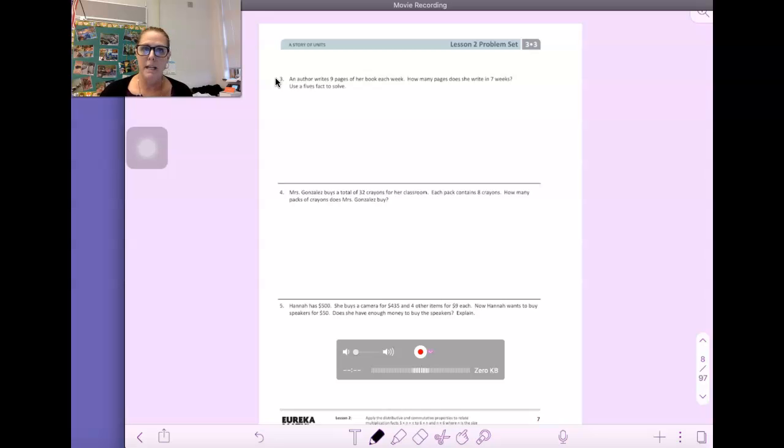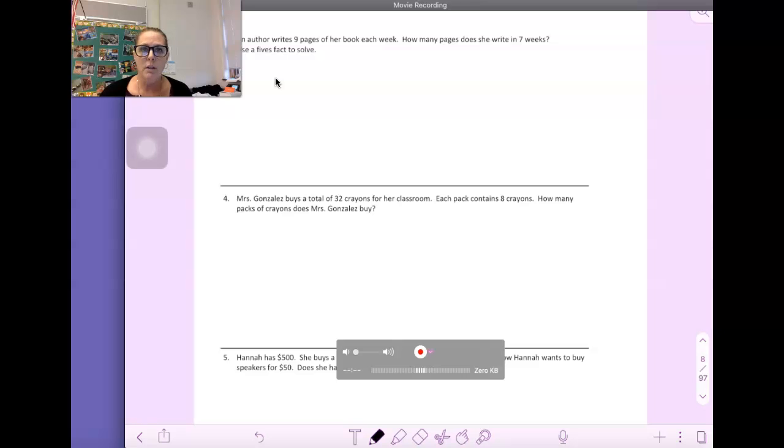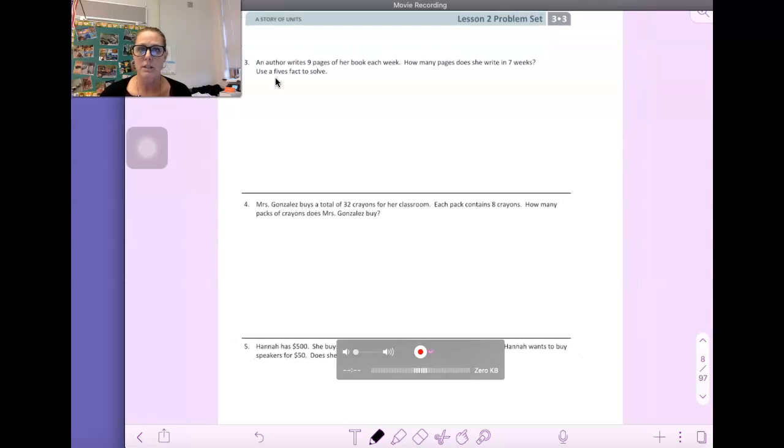Let's look at number 3. An author writes 9 pages of her book each week. How many pages does she write in 7 weeks? Use a 5's fact to solve. So to start with, we need to know that we're going to do 9 pages of the book times 7 weeks.